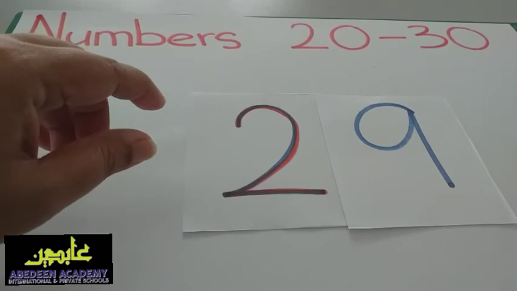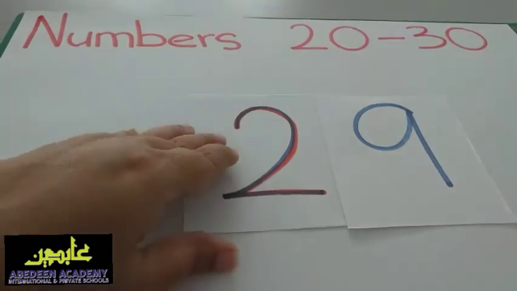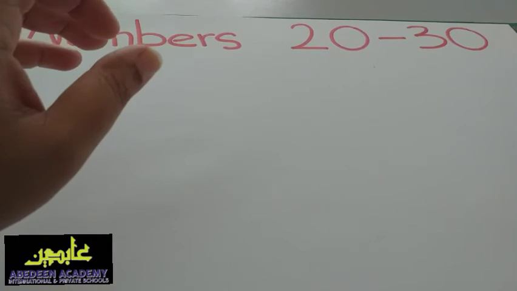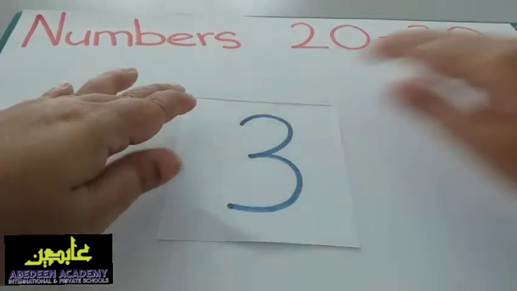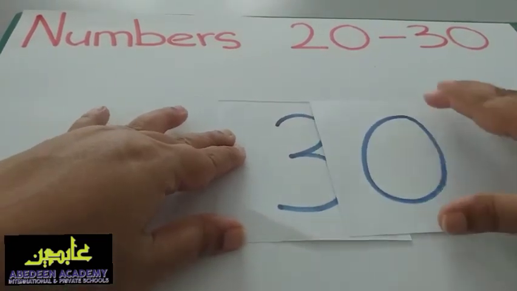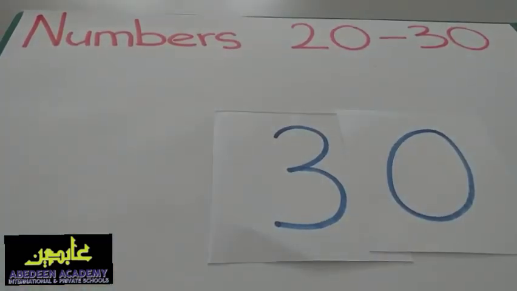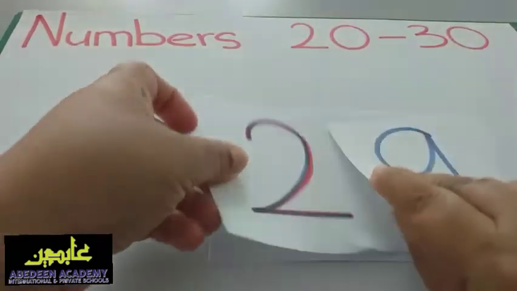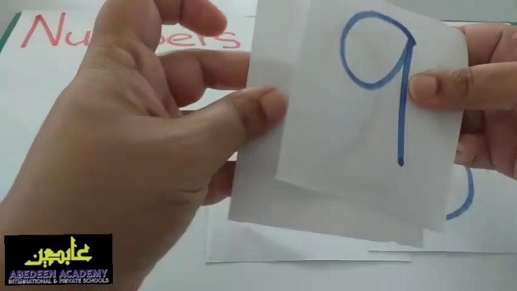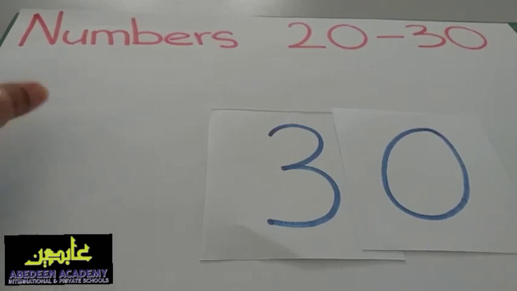So after 29 another number starts. Another thing starts, so we will be removing 29 altogether. So after 29 the number which comes is 3, and when we put a 0 it is 30. So after the last number of 20, which is 29, we start with the new set of numbers which is called number 30.